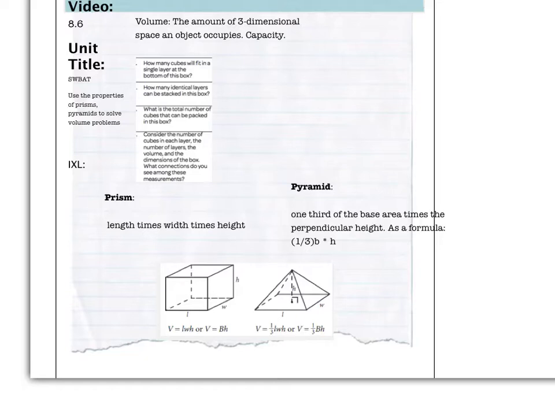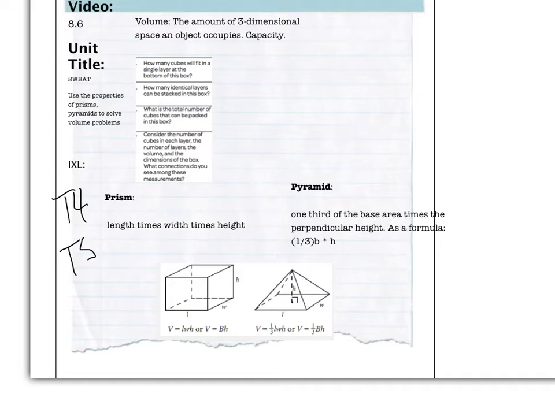Our goal for today is to use the properties of prisms and pyramids to solve volume problems. Your IXL skill will be T4 and T5, so make sure you get that done. Whole new skill. So today we're going to be learning about volume. And this is our first real introduction to volume, so I want you to write this down.